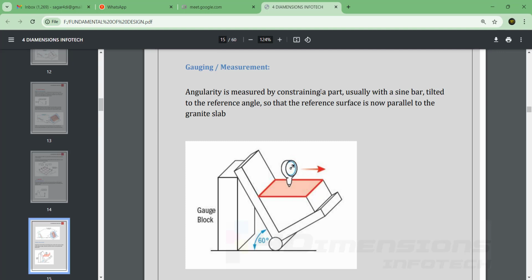Angularity is measured by constraining the part, usually with a sine bar, tilted to the reference angle so that the reference surface is now parallel to the granite slab.